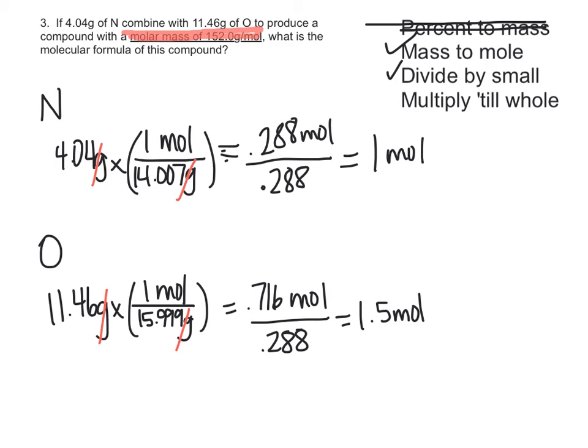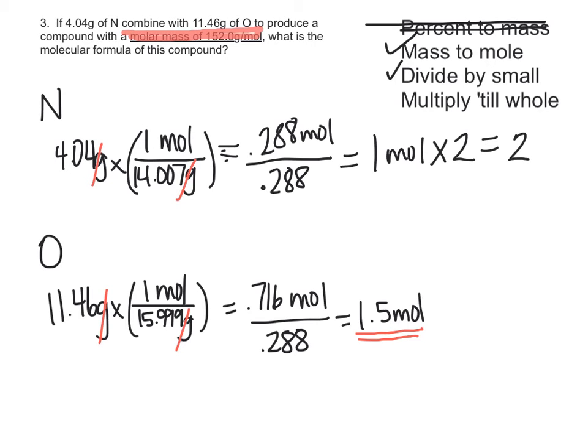Okay? But what do you notice here that's different? Do I have a whole number right here? I don't. It's 1.5. So now I do have to go to step 4, which is multiply till whole. And all I'm going to do is multiply both of them by 2 to get a whole number. Now it's not always going to be multiplying by 2. Sometimes it'll be multiplying by 3 or 5. But whatever is the smallest number you can use to multiply to get a whole number, that's what you're going to do. So I'm going to multiply by 2.